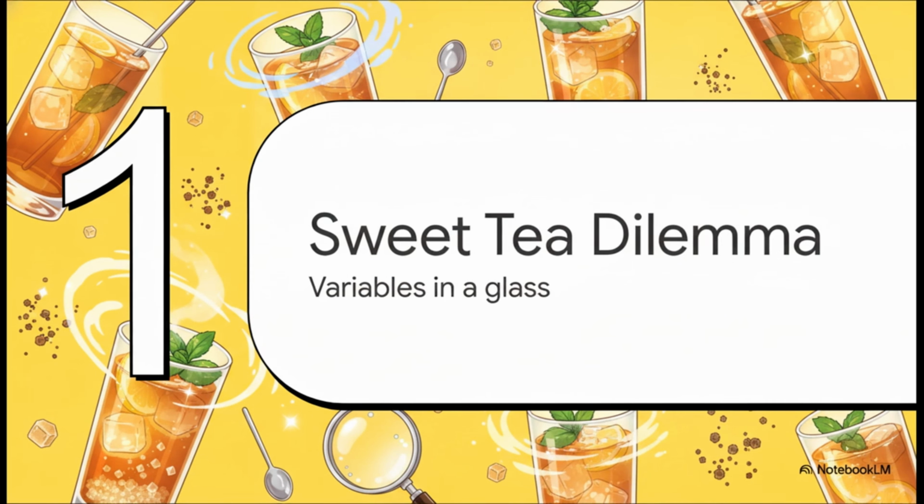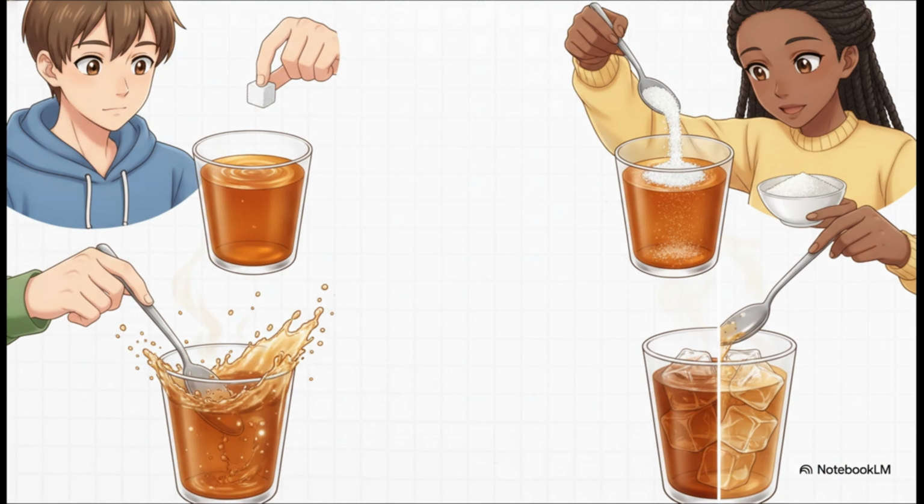All right, part 1, the sweet tea dilemma, variables in a glass. Now think about the wildly different ways people actually sweeten their tea. It's honestly like a perfect accidental laboratory. You've got someone who might drop in a solid sugar cube and start stirring, while the next person completely skips the cube for a spoonful of loose granulated sugar.